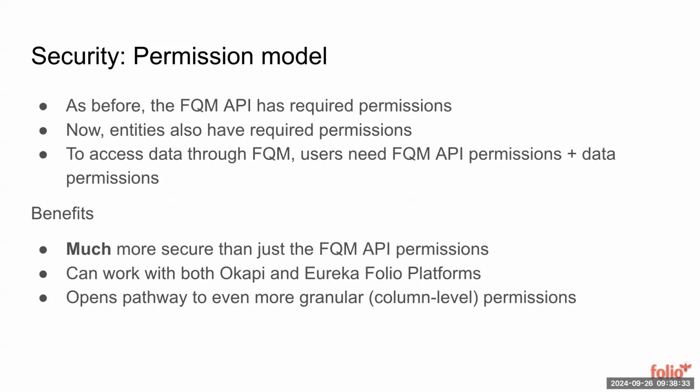So that means that in order to run a particular query, the user, which could be a system, needs to have both the permission to run a query through the FQM API, but also permissions to the specific entity that they want to run. So it's a much better way of working, and it's much more secure this way. And it eventually, as pointed out here, allows us to go even further and have column level security, so that maybe you can run a query on some costing and some acquisition orders, but you can't see the costing data. You can only see the rest of it.